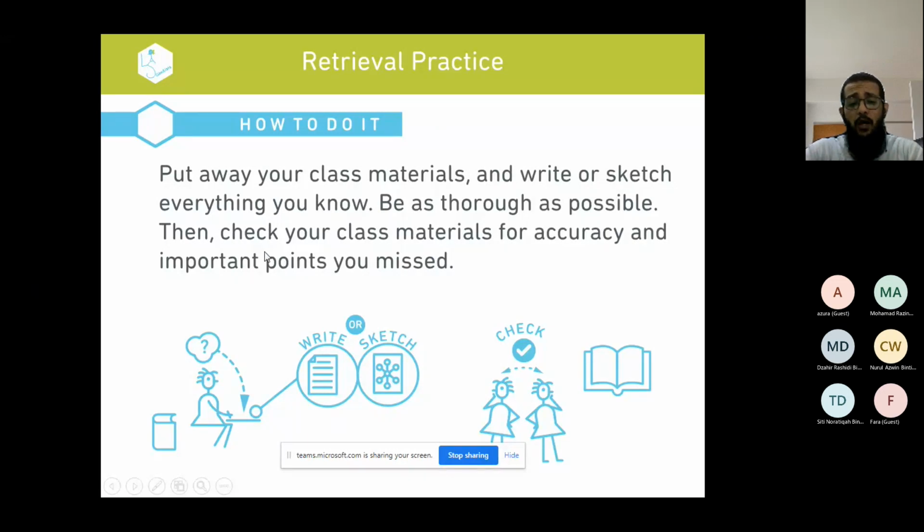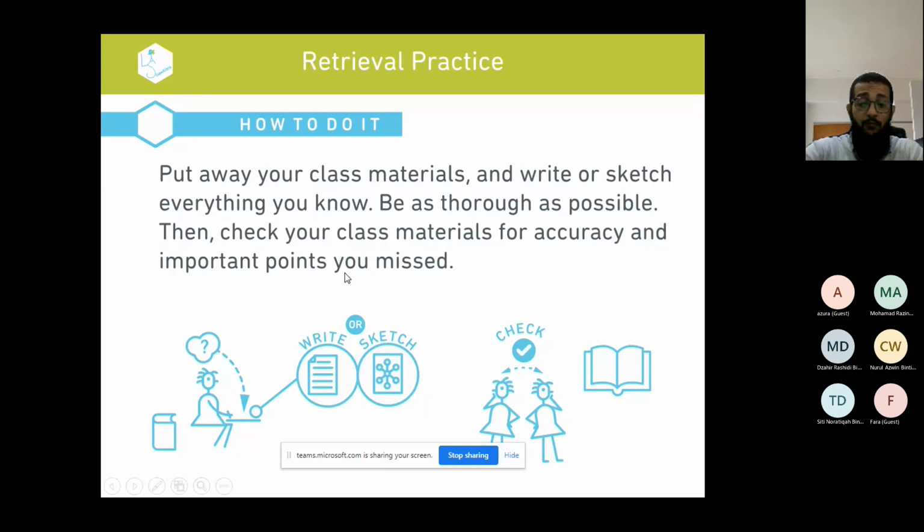After you try to recall and retrieve what was studied by answering a question or trying to reproduce the information in your own words, or by teaching this to somebody, you also have to refer back to the notes and make sure you were correct, because most of the time you will miss a lot of things and you will not be correct. So you have to correct the information. Otherwise, it will be harmful, because you will just reinforce wrong information. You have to correct, and you have to bring that curve back in the right place. So you have to check your class materials for accuracy and important points you missed.